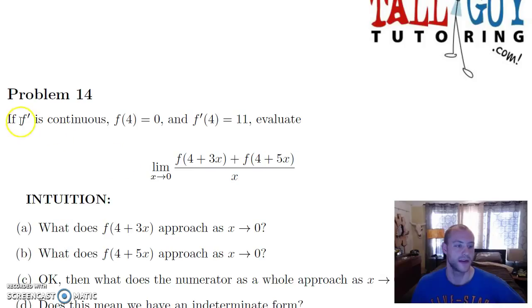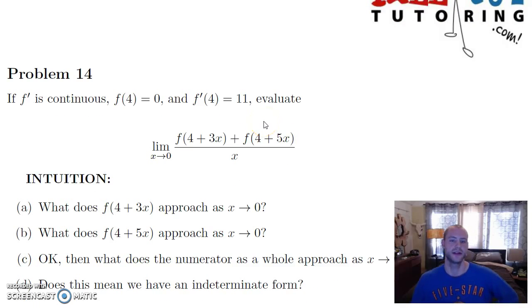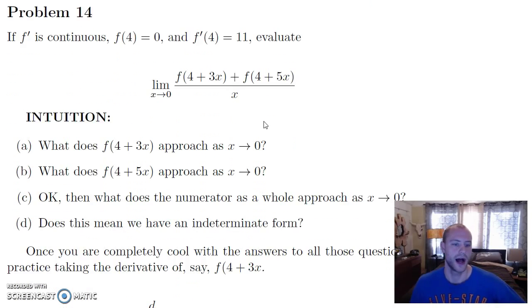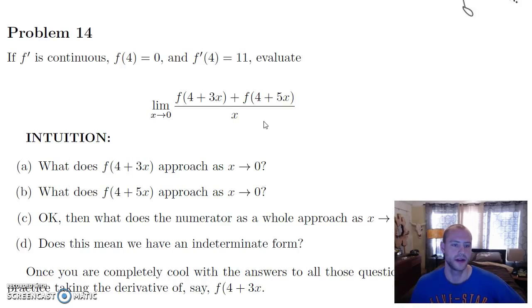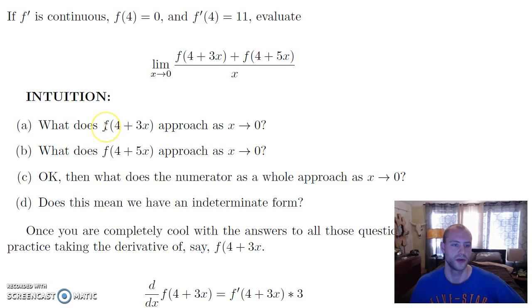So it says that f prime is continuous, and then they also tell us that f at 4 is equal to 0 and f prime at 4 is equal to 11. Evaluate this crazy limit. All right, so I wrote out a few things in the intuition, so how you're supposed to be thinking about the problem.